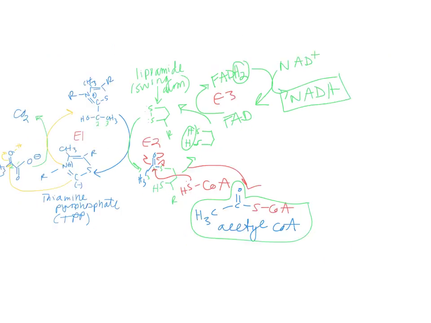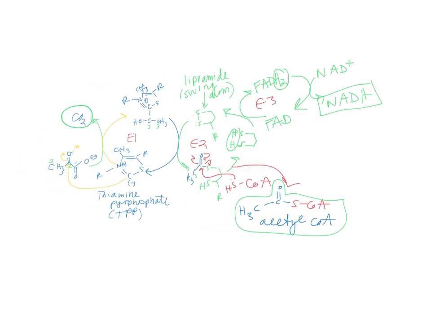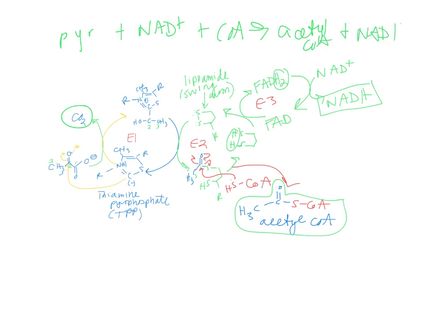Okay, so there's product number 1. Here's product number 2. And here's product number 3, because remember we're going from pyruvate plus NAD plus CoA goes to acetyl-CoA plus NADH plus a CO2. So everything else in between, the TPP, the lipoamide, the FAD, those all get regenerated in the enzyme. Okay, so a couple other things that we're going to talk about. So TPP is created from vitamin B1, which is also known as thiamine.